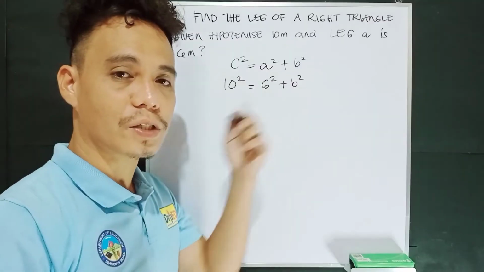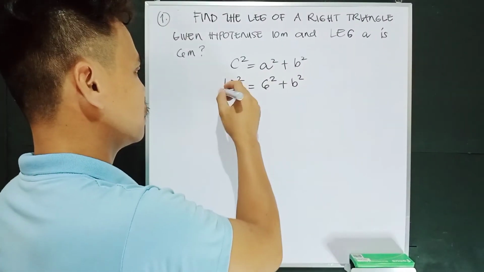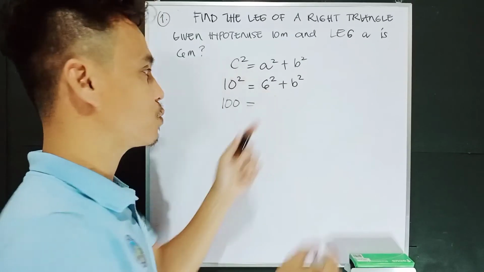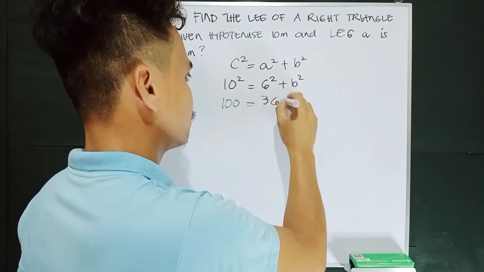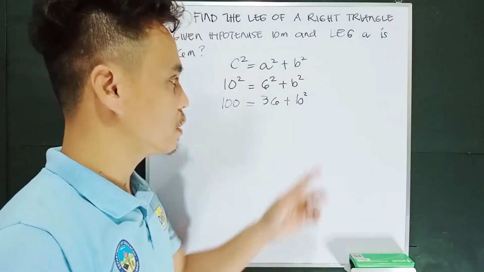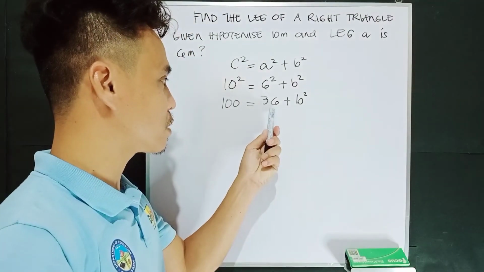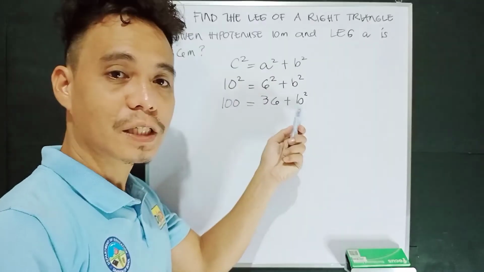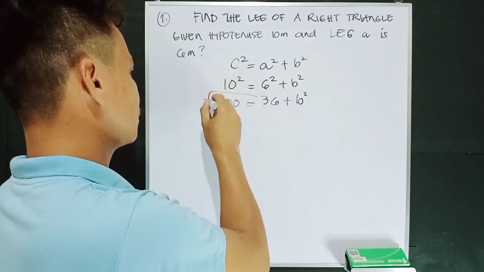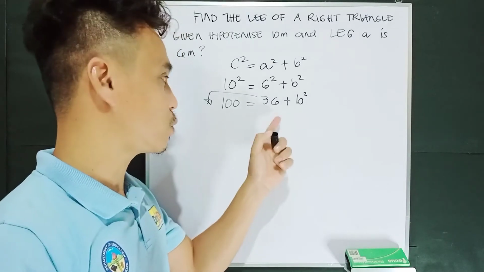So, hinahanap natin dito is the leg B. So, therefore, gagawin natin, perform the operation. 10 square is 100 is equal to, your 6 square is 6 times 6, which is 36, plus your B square. Okay, now, so hinahanap natin ngayon is the value of your B. So, gagawin natin ngayon is to transpose your 36 to the other side para matitira dyan yung B. So, transpose natin yung 36 on the other side. So, this will become, since nilipat natin sa kabilang pwesto, sa equality natin, so magiging negative siya.